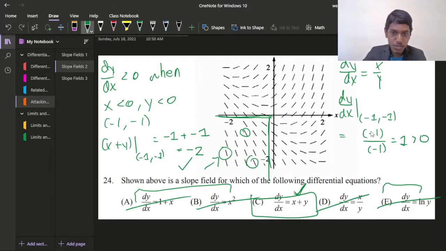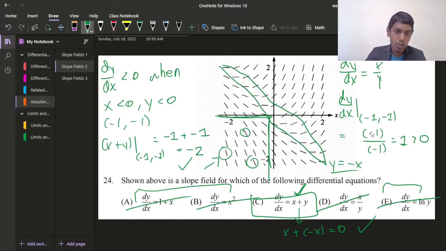An interesting observation here is that we've also got zeros along the line y equals -x. And this is consistent with this equation, right? If you plug in y equals -x, this will become x plus a -x, which will be 0, assuming that you're on this line. So that's a double reassurance that yes, indeed, answer choice C is the correct answer.